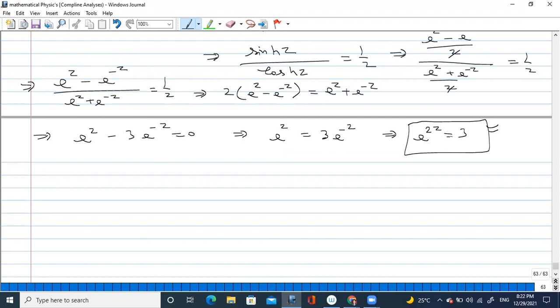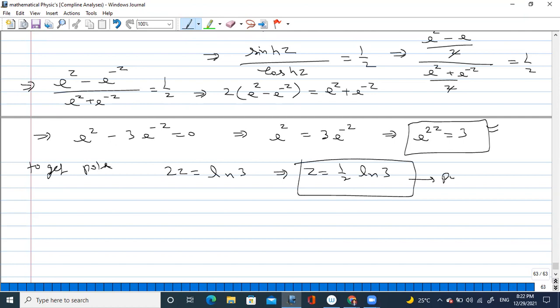But if the pole has been asked, then for that you need to find z. Otherwise this equation is sufficient for me. To get the pole, again I have to take log of this equation. So then it will become 2z equal to ln 3, so z will be 1 by 2 ln 3. So z equal to 1 by 2 ln 3 is the pole. But e to the power 2z equal to 3, that I can use as a value.